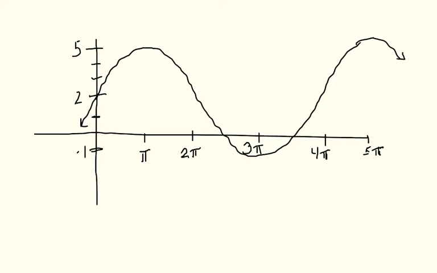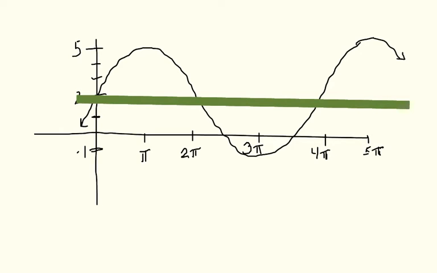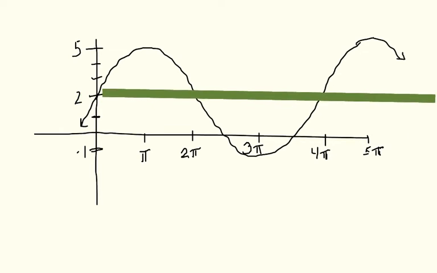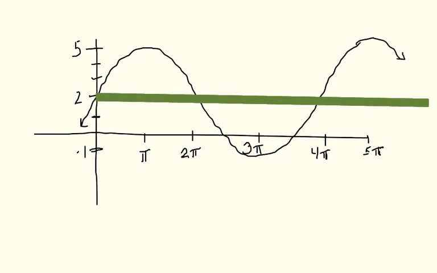The first thing that we'll be talking about with a periodic function is its midline. The midline is the middle height of our function. So if I were to take a line and put it approximately here, it would be halfway between the highest and the lowest height of our graph. So this line right here, which I would say is y equals 2, would be an example of our midline.